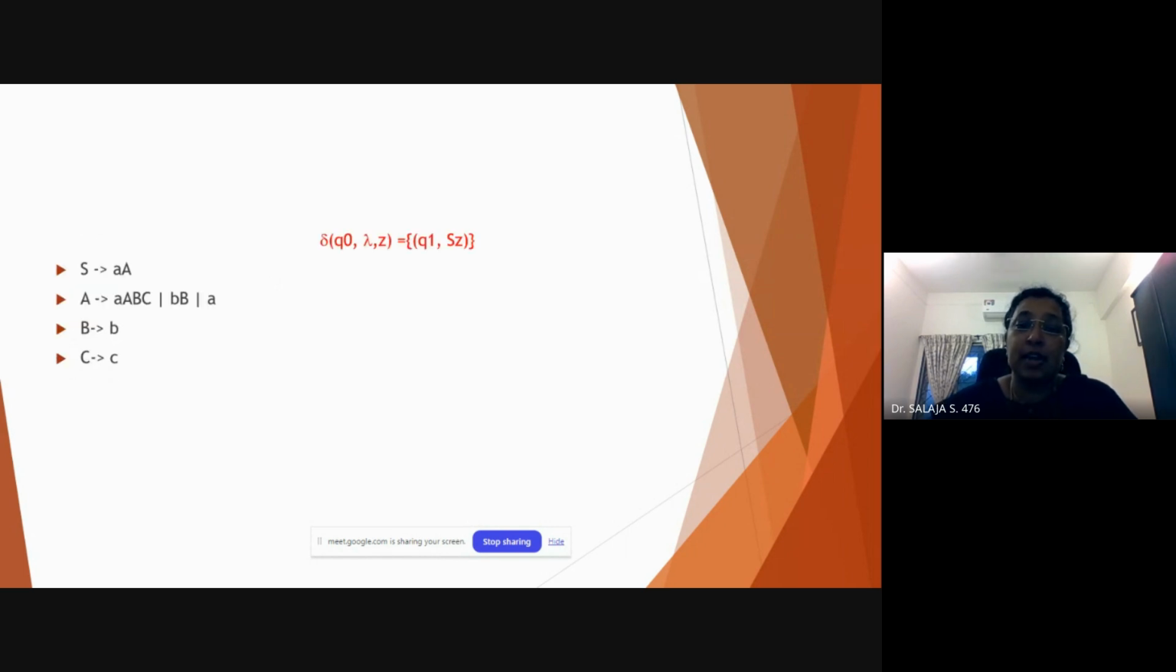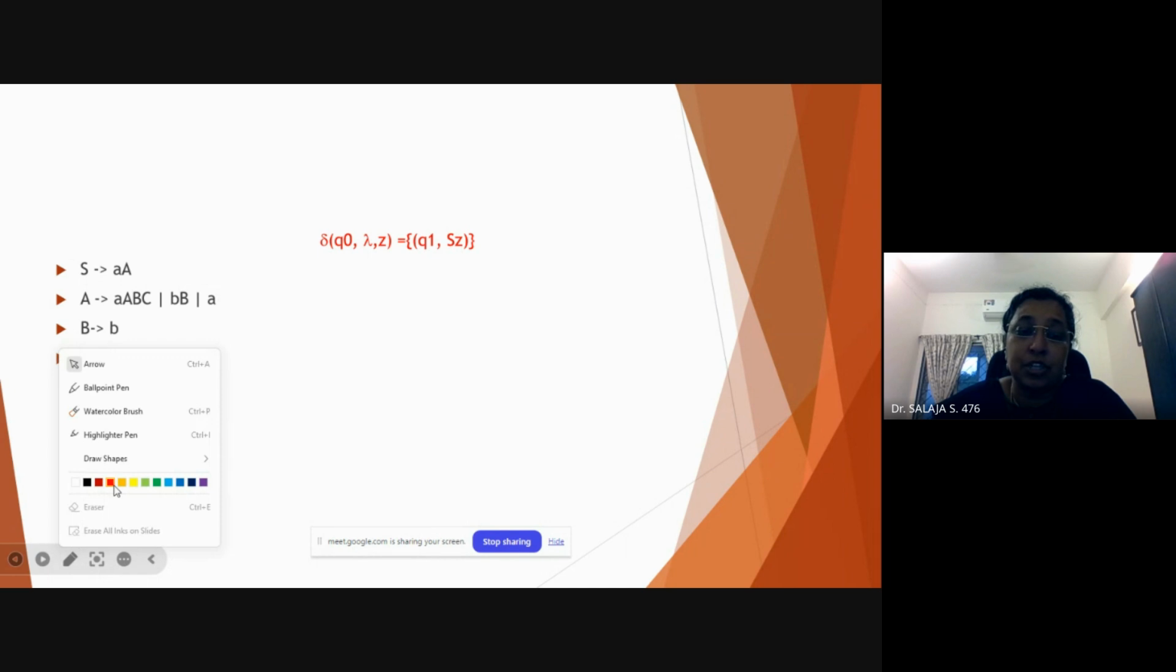Now, the first transition, invariably, whatever the set of productions are, is where we try to insert the starting symbol of the grammar. Therefore, from Q naught, without reading any input character, with stack alphabet Z, we move on to a state Q1 and we push the starting symbol of the grammar. Here the starting symbol of the grammar is S, and hence we have pushed in S along with Z. If the starting symbol is A, we will push A.